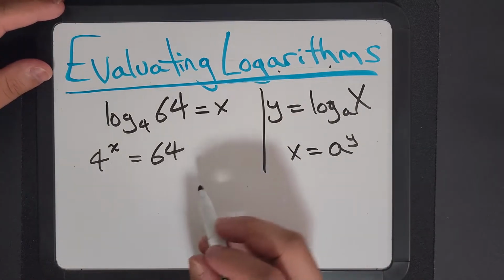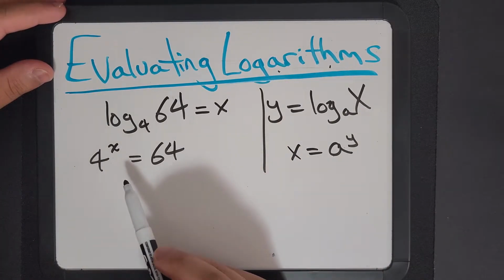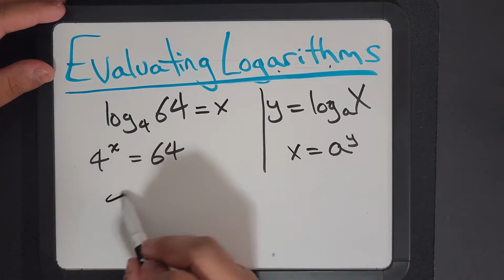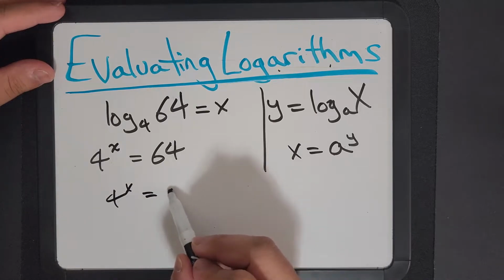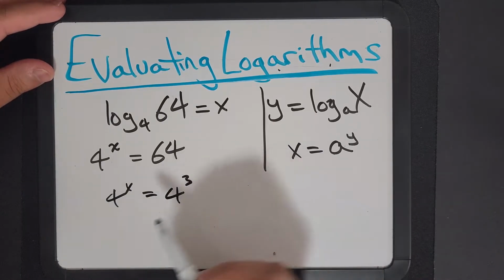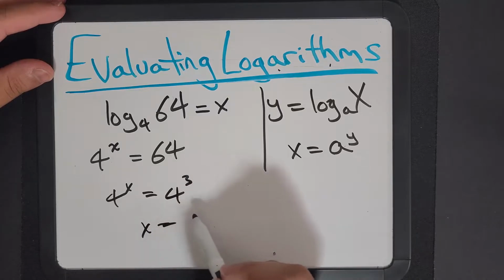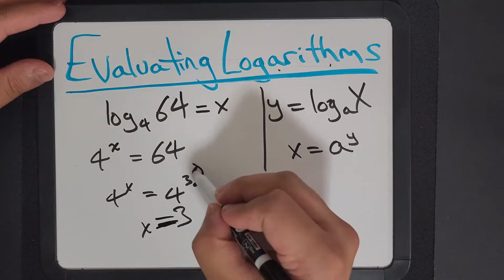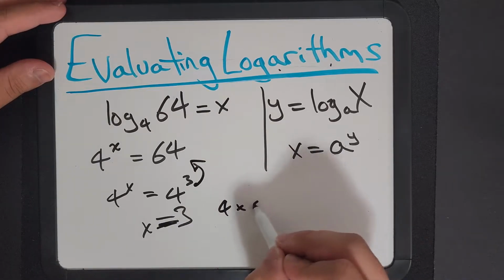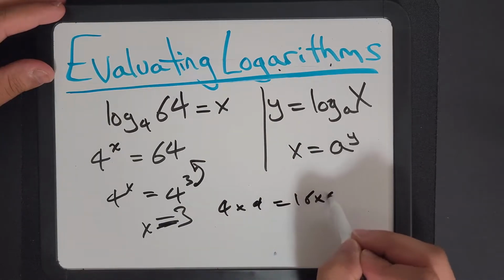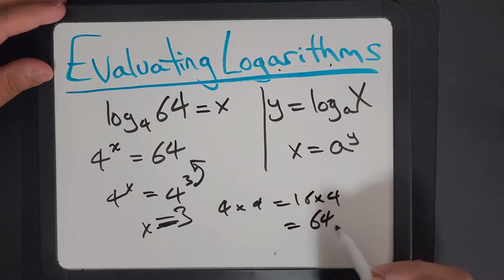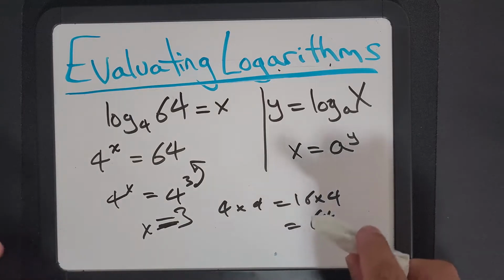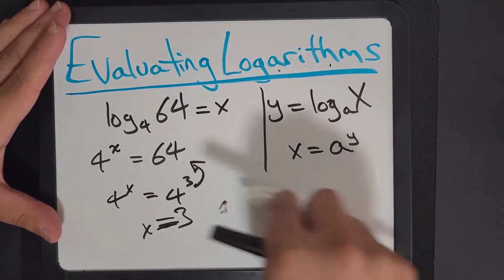From here it's quite straightforward. 4 to the x is equal to 4 to the 3, so x equals 3. And this is because I know 4 times 4 equals 16, times 4 is equal to 64. No magic there. Just good old intuition.